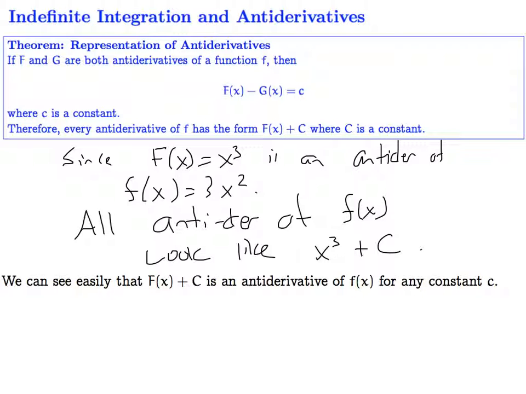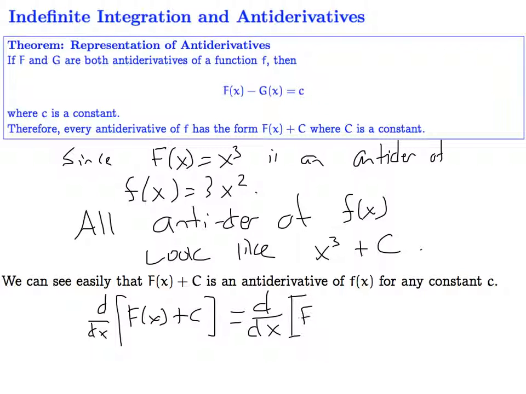So we can pretty easily see that F of x plus c is going to be an antiderivative of f of x for any constant we pick, c. If we decide to take the derivative of F of x plus c, we remember some of the derivative rules we learned so far. I can break this up into two separate derivatives. And then these are really easy derivatives to take.